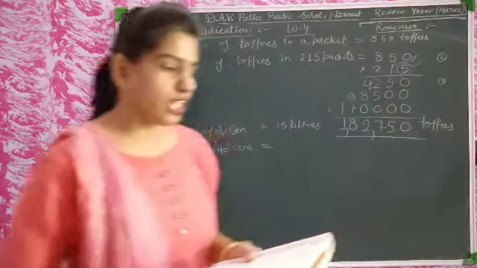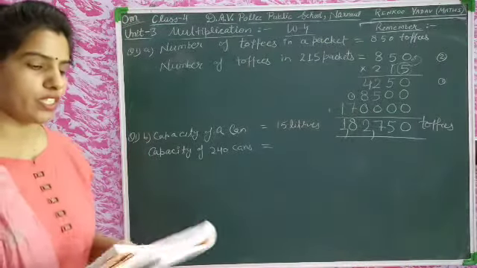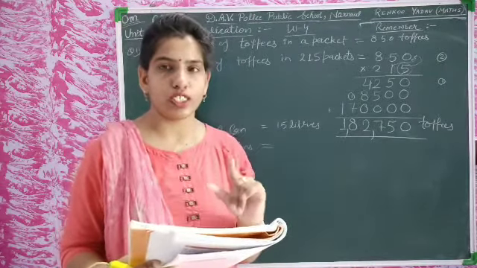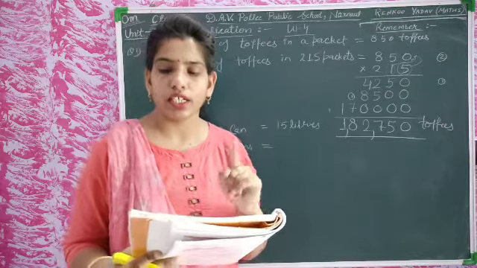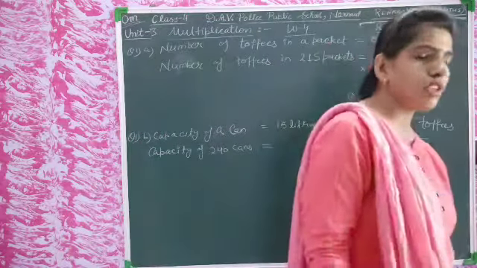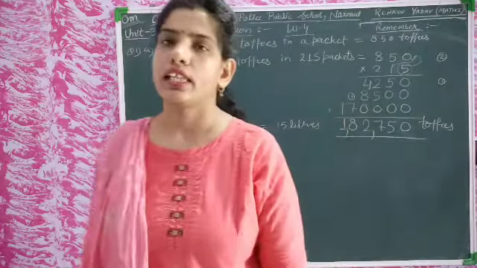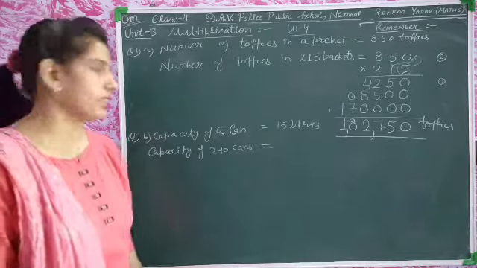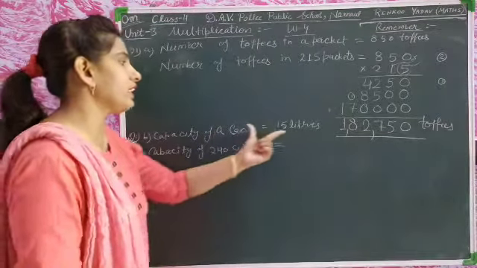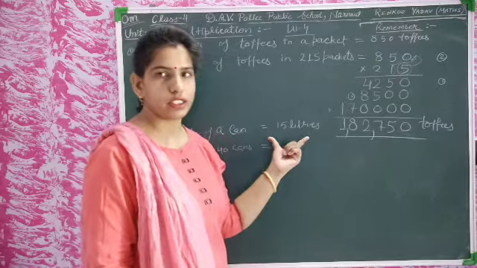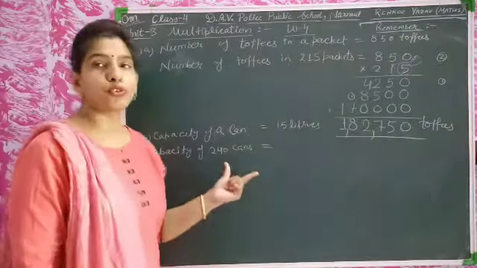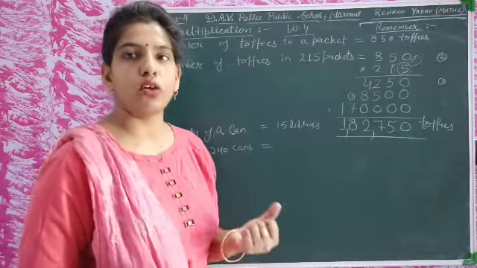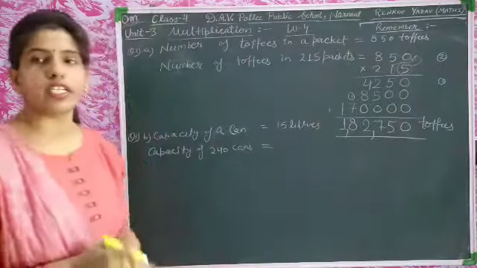Part B. A can of oil contains 15 liters of oil. One can contains 15 liters of oil. How much oil is there in 240 such cans? If there are 240 cans, then what quantity of oil is there? So the capacity of a can is 15 liters. Is this clear? Now the capacity of 240 cans. How much oil is in 240 cans?